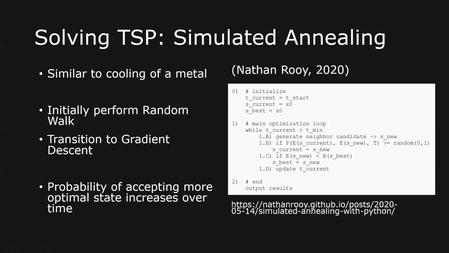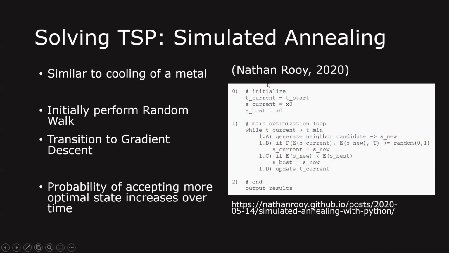We basically begin in a state of a random walk. So in the very beginning of our algorithm, we're performing our moves at random. But over time, as the temperature decreases, we're going to transition into more of a gradient descent. So at the very beginning, our decisions are similar to a random walk, and the cooler the temperature gets, the further we are into the algorithm, the more it resembles gradient descent. In other words, we can put this in terms of the following: the probability of accepting a more optimal state increases over time.